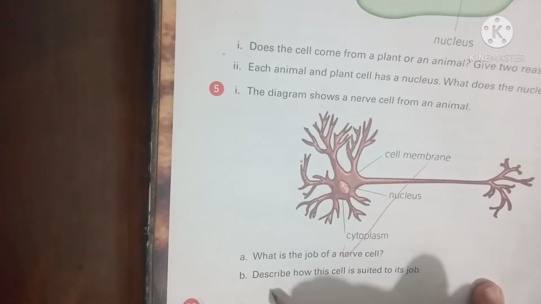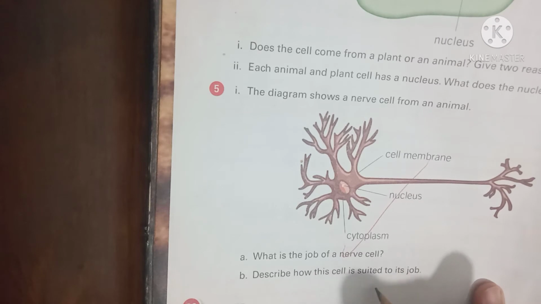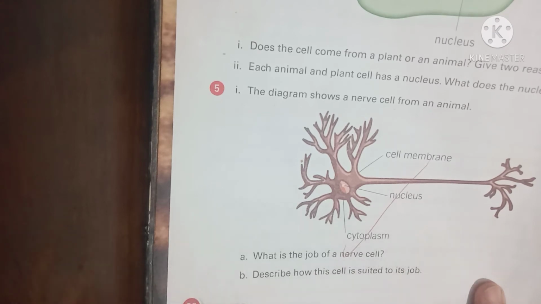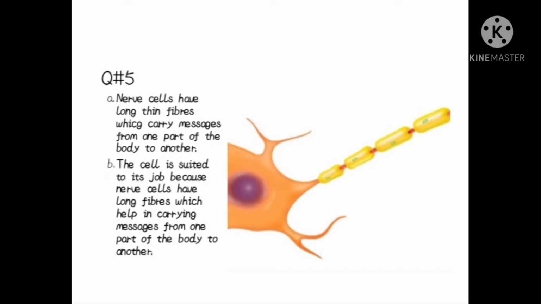Question number 2 is: describe how this cell is suited to its job. The cell is suited to its job because nerve cells have long fibers which help in carrying messages from one part of the body to another.